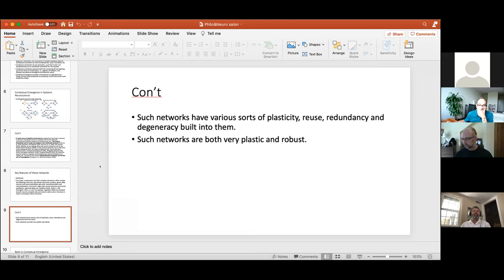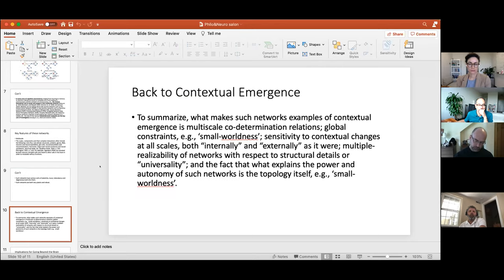So these networks have various sorts of plasticity. We all know they have reuse, redundancy, and degeneracy built into them. These are obviously global features given by certain sorts of larger scale constraints. And these networks, of course, one of the reasons people believe they crop up so frequently is they maximize plasticity and robustness, to use two biological terms of art.